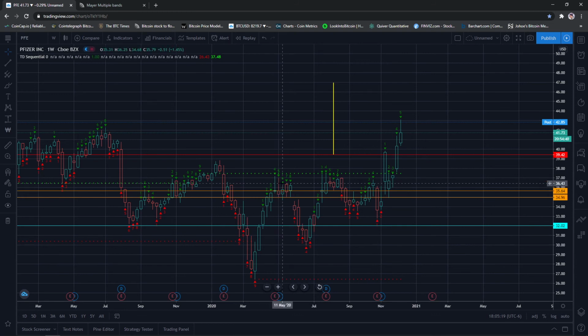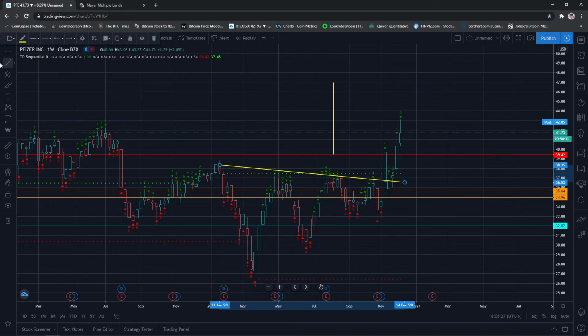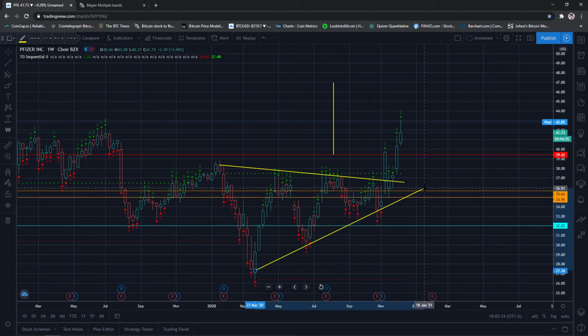There's like a W pattern. Oh, looks like a triangle, right? You can kind of see it right there. Bam. So I trade a lot of triangles. It's not perfect. I draw a lot of triangles because they're easy to spot. I mean, there's wedges, there's channels.